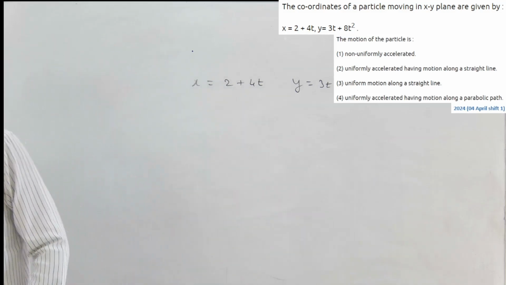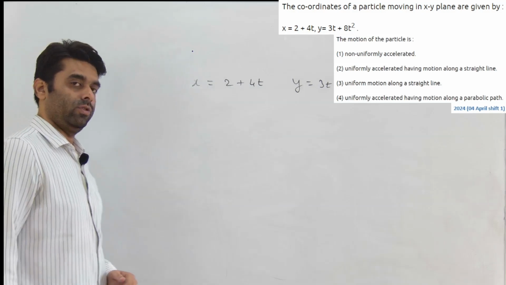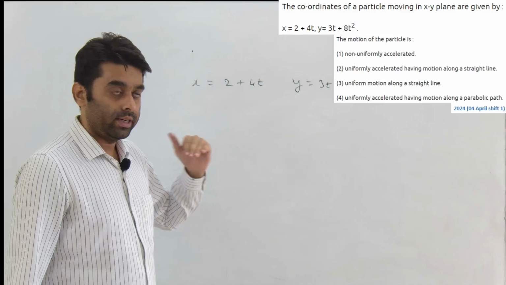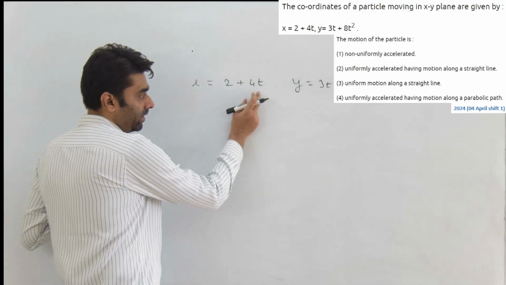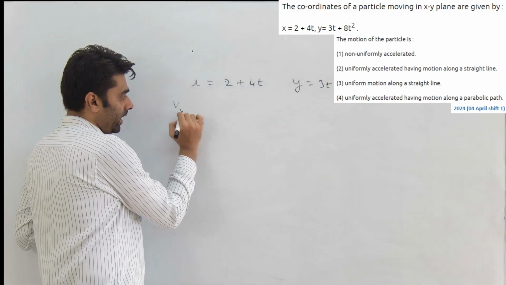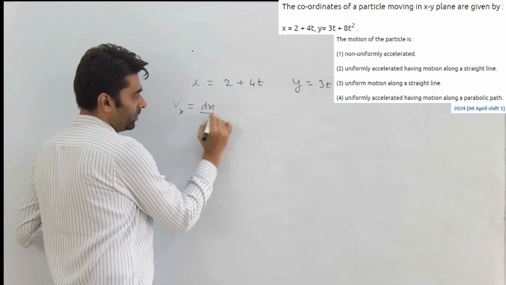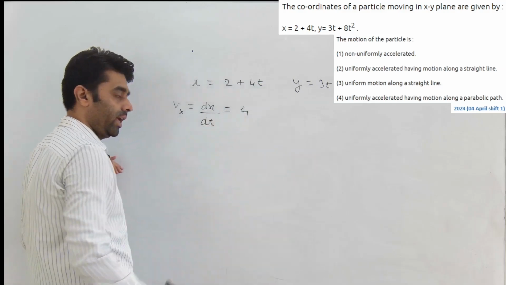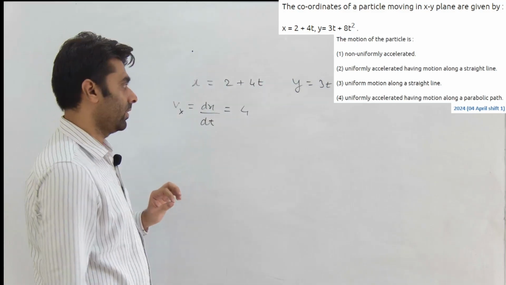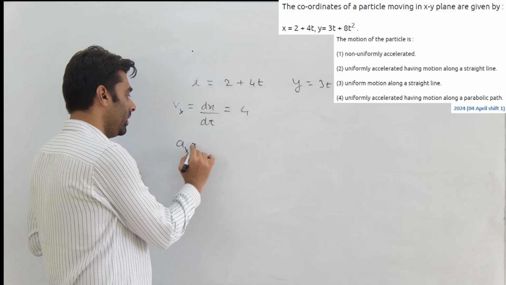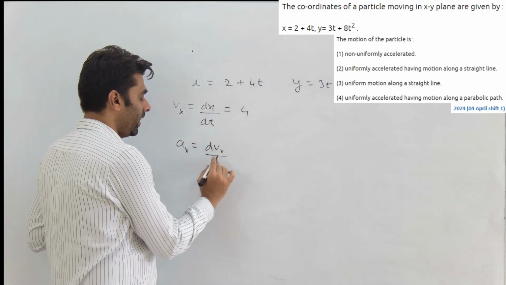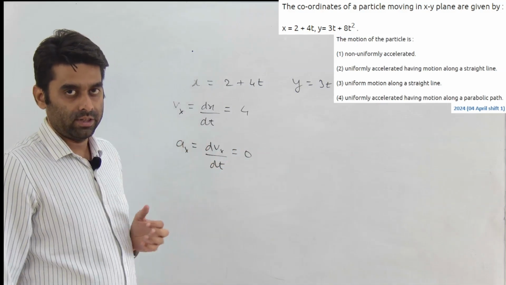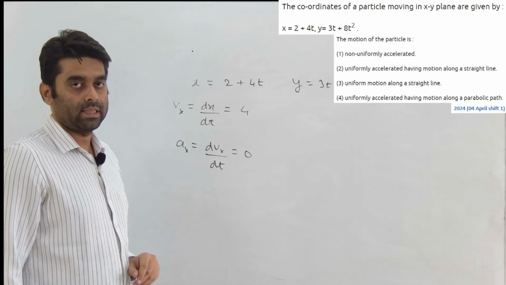Let's see. To find out whether it is uniform, non-uniform, accelerated, we will check the acceleration. So how do we calculate? This is x given to us. Let's calculate velocity in x. Velocity in x will be dx by dt, which equals 0 plus 4. So, okay, initial velocity is there in the x direction. Acceleration in x will be dvx by dt. This will come out to be 0. There is no acceleration in your x direction, right?